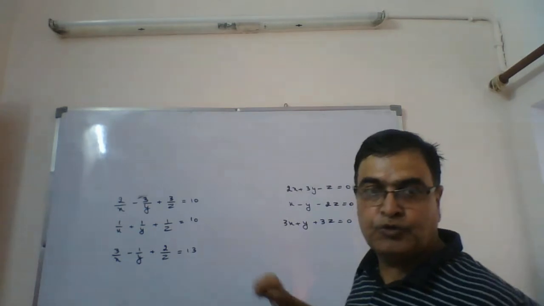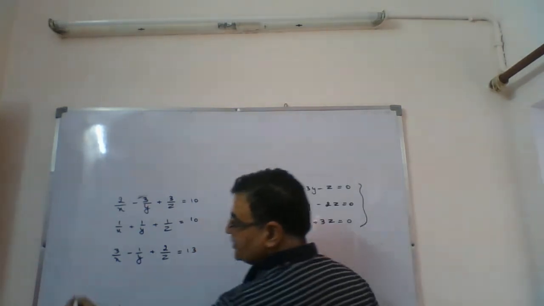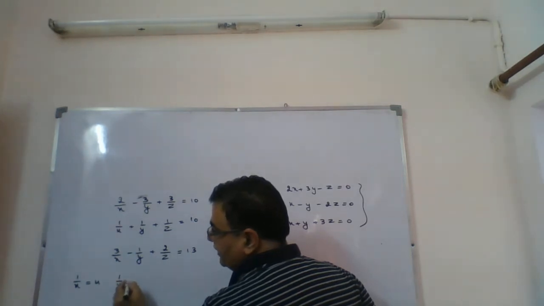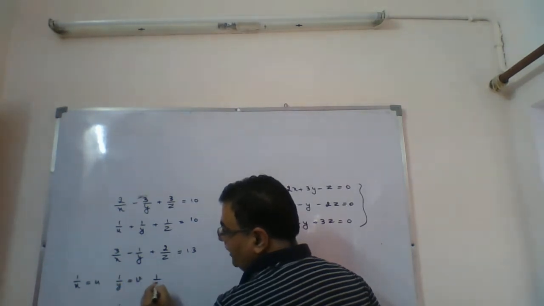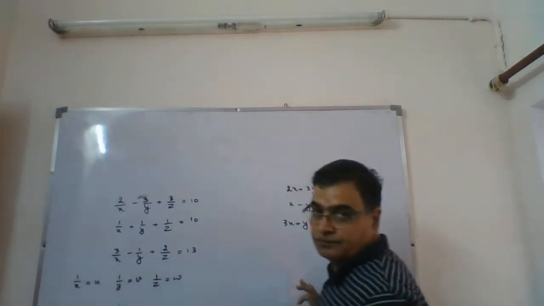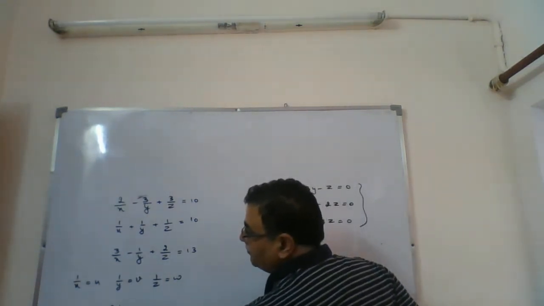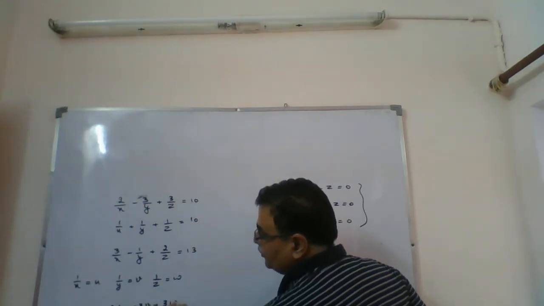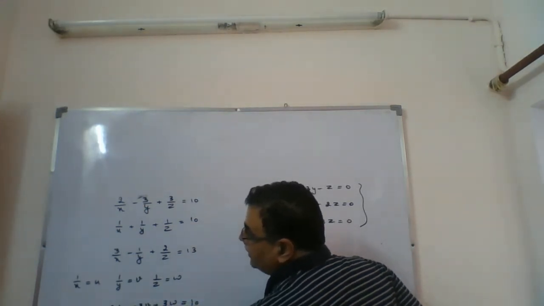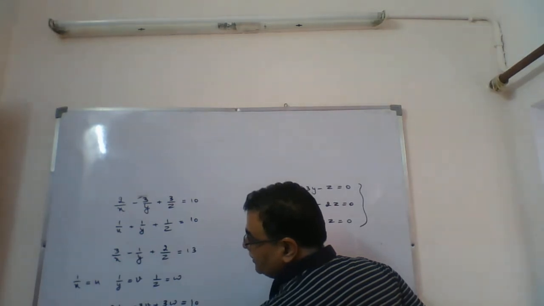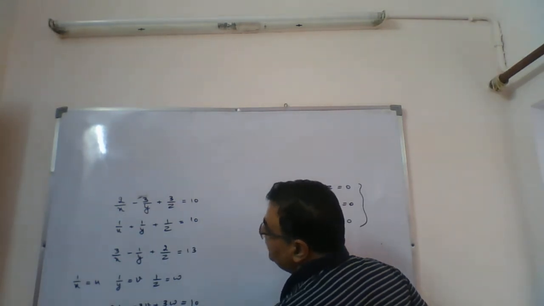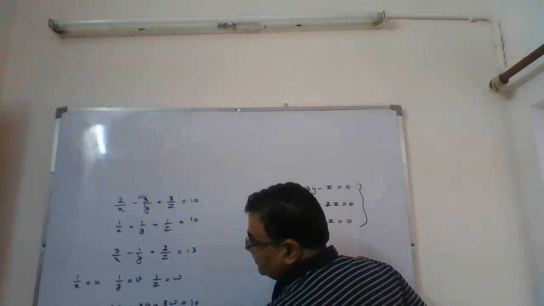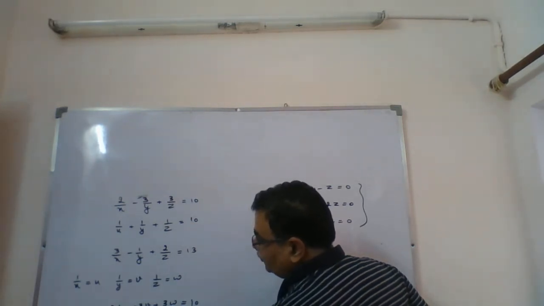So whenever this type of question comes, the best way is you take 1/x as u, 1/y as v, and 1/z as w, and then your equations will become 2u - 3v + 3w = 10, then u + v + w = 10, and then 3u - v + 2w comes out to be 30.